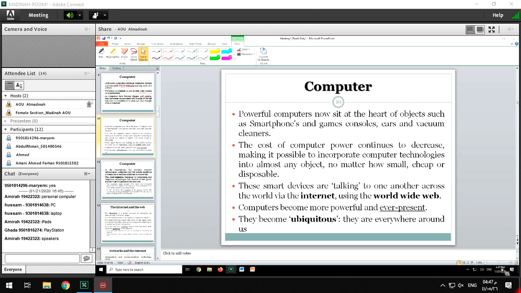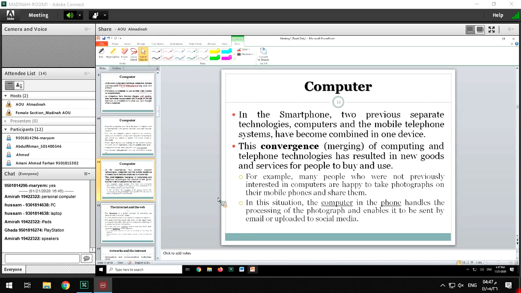Okay, so we have computers around us. Around us we have many computers. Those are the digital things. In the smartphones, two previously separate technologies, computers and the mobile telephone system, have become combined in one device, which is what we use in smartphones nowadays. It is a combination of telephone and computer technologies. The convergence of computing and telephone technologies has resulted in new goods and services for people to buy and use. Embedded computers are also in mobile phones or remote controls.